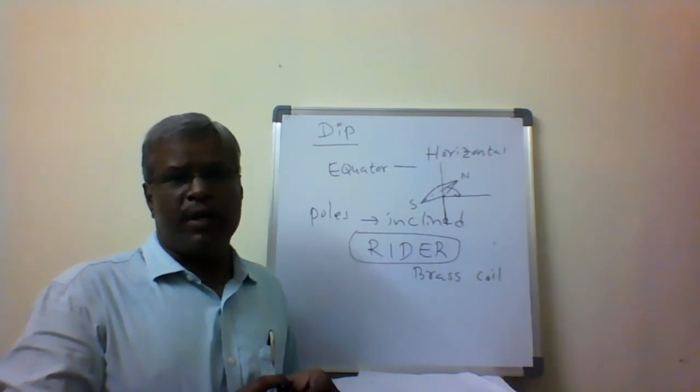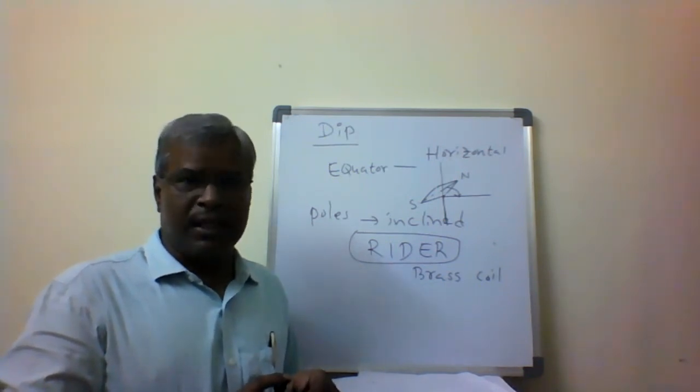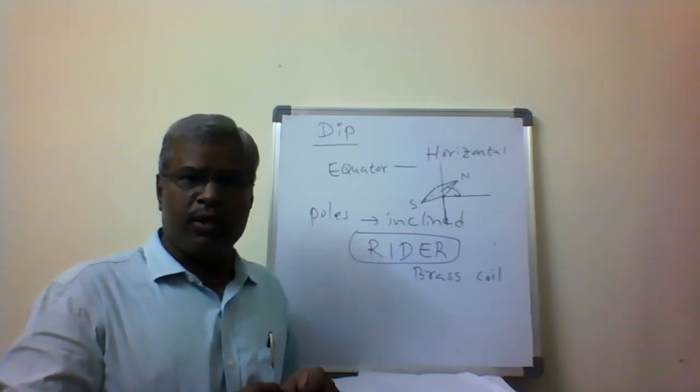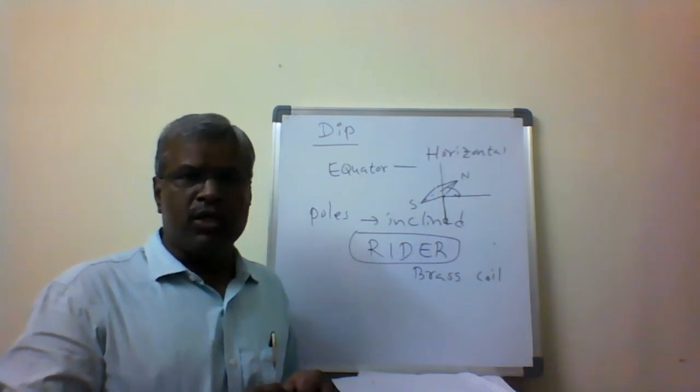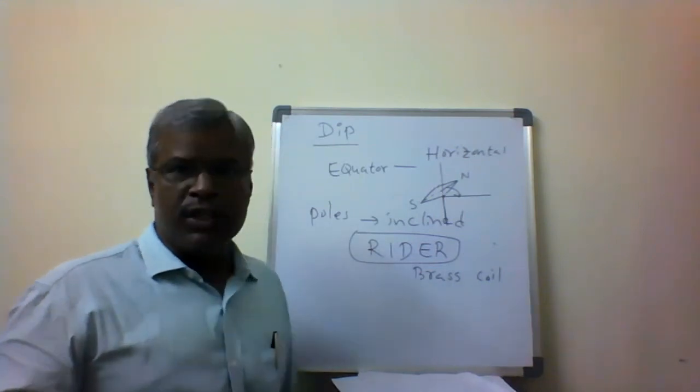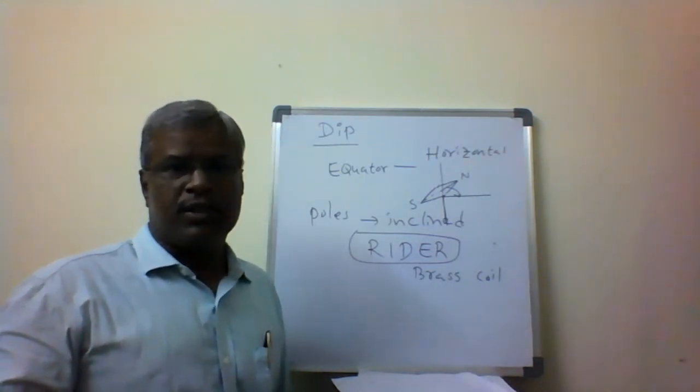So how do we correct it? We place the rider along the magnetic needle using the brass or silver coil, so that the magnetic needle is horizontal. So this is about what the dip is and how it influences the magnetic bearings.